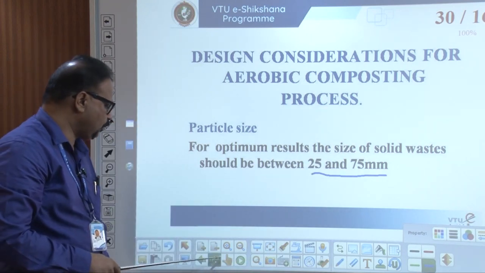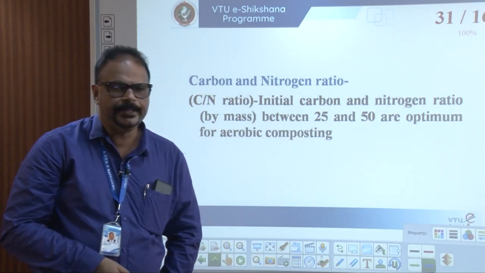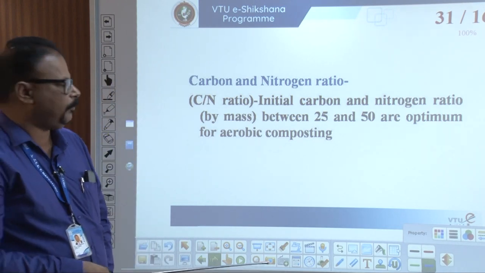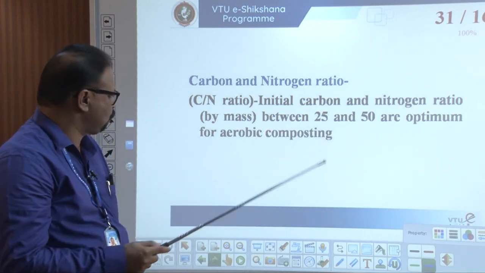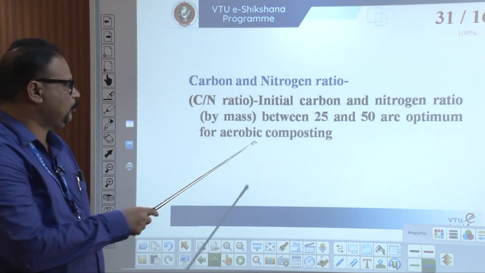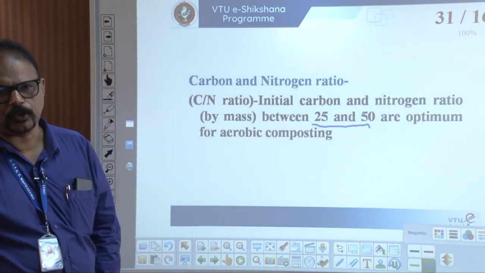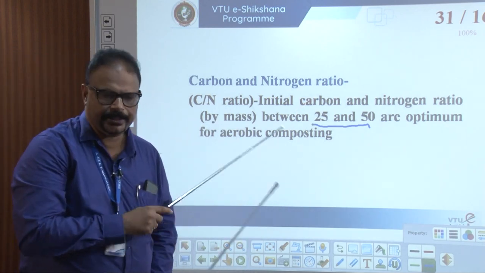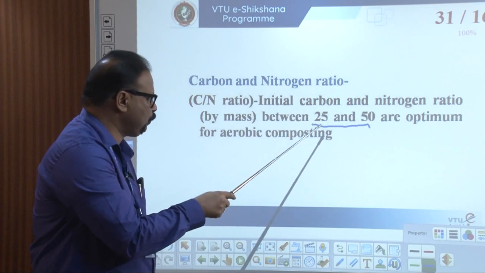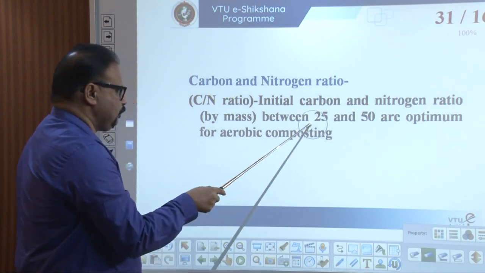Next, we go for the carbon and nitrogen ratio. For the design control, the carbon and nitrogen ratio is very important. Initial carbon and nitrogen ratio by mass between 25 and 50 is optimum for aerobic composting. We have to maintain this. This is the second design consideration after particle size, 25 to 75 mm. The carbon and nitrogen ratio of 25:50, we have to manage. Then we go for the next design consideration factor.